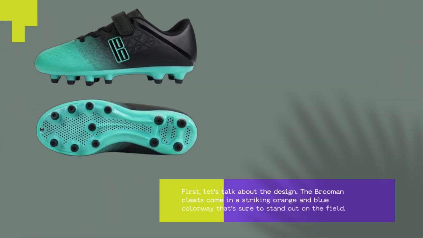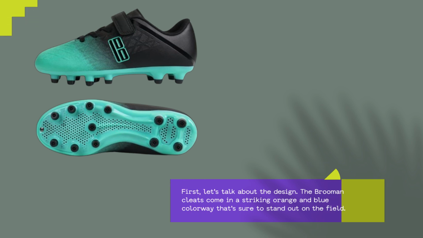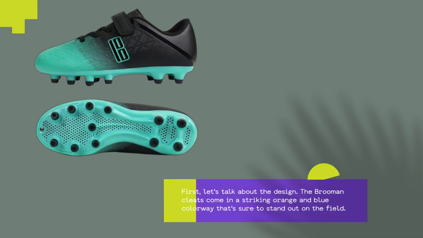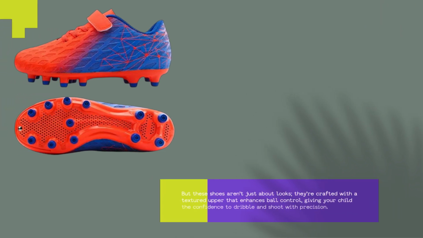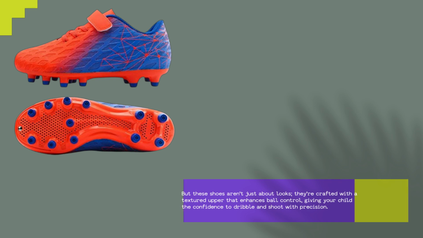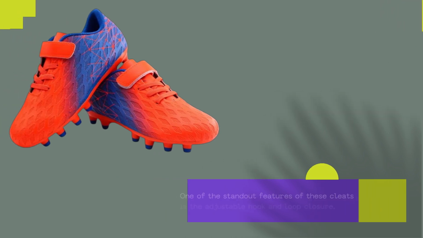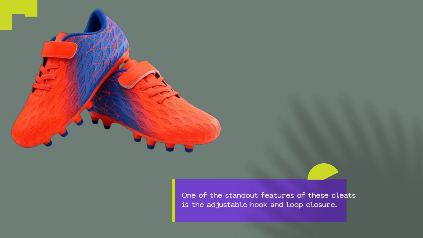First, let's talk about the design. The Brooman cleats come in a striking orange and blue colorway that's sure to stand out on the field. But these shoes aren't just about looks. They're crafted with a textured upper that enhances ball control, giving your child the confidence to dribble and shoot with precision. One of the standout features of these cleats is the adjustable hook and loop closure.